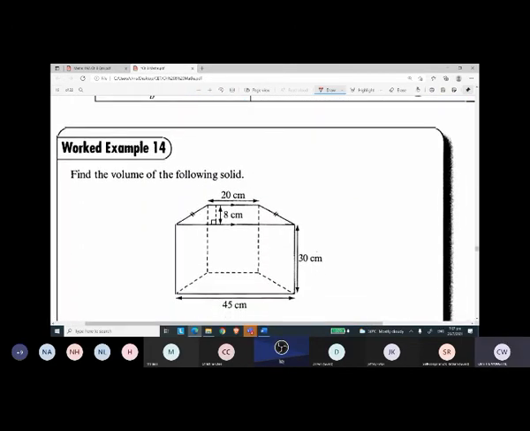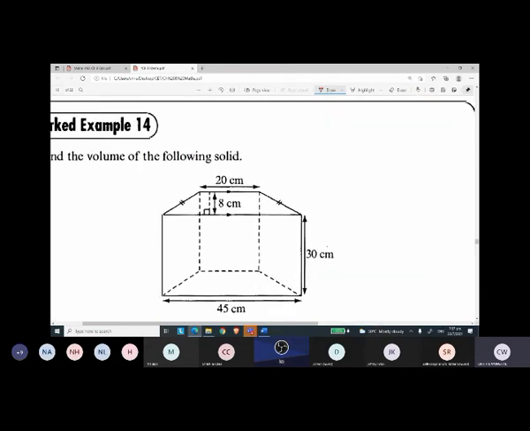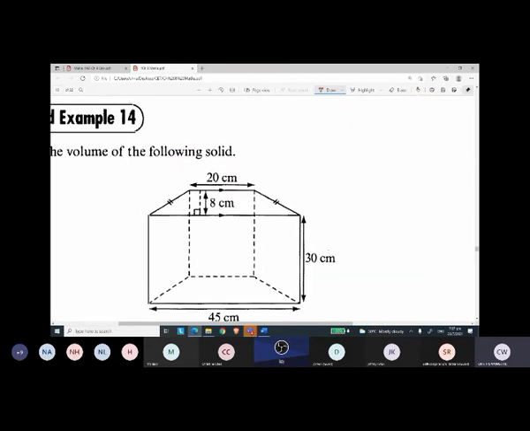Okay, let us look at it. Now you look at this very carefully. Don't look at the solution. You don't need to look at the solution. Now I ask you a question first of all. Is this a prism?